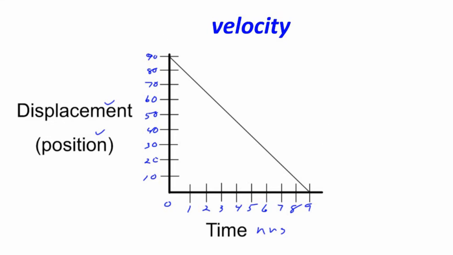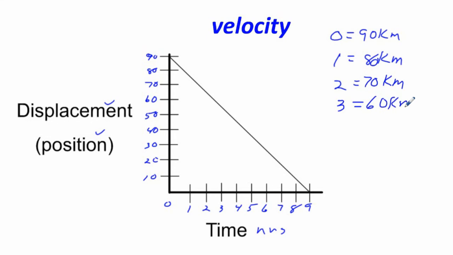So let's analyze this. At hour 0, we're at 90 kilometers. At hour 1, I'm going to come up here, and I'm going to say that it's about 80 kilometers. Hour 2, about 70. These aren't exact, but close enough. Hour 3 would be 60 kilometers. That's where we're at. Now, how about the distance between these?